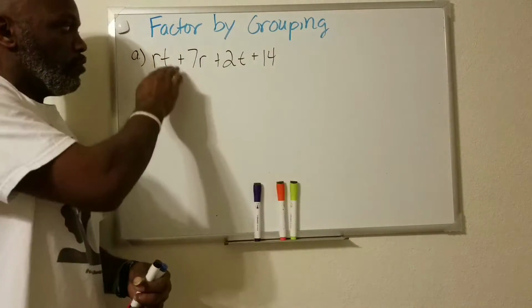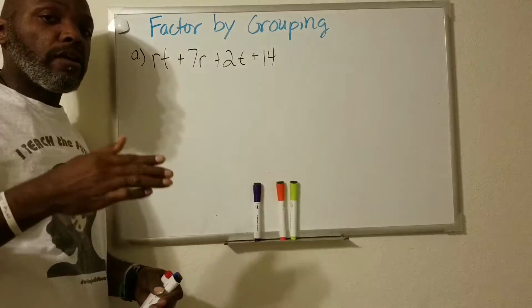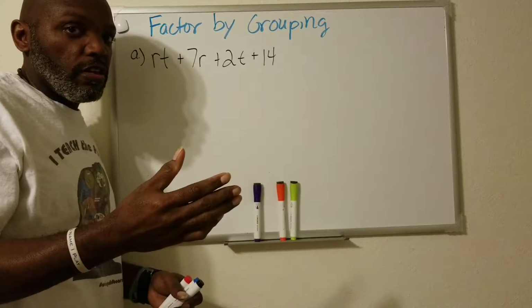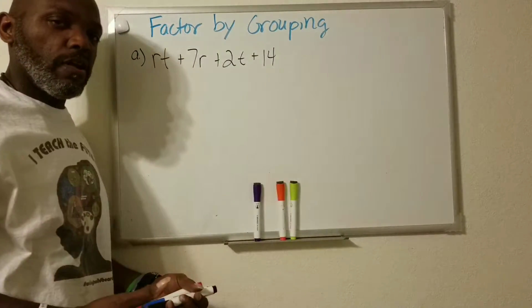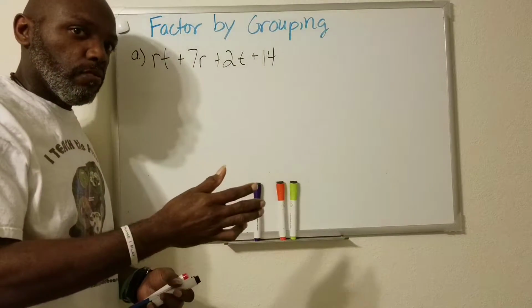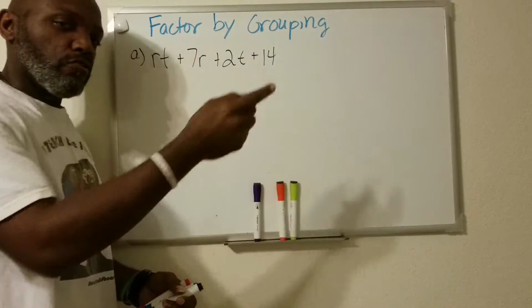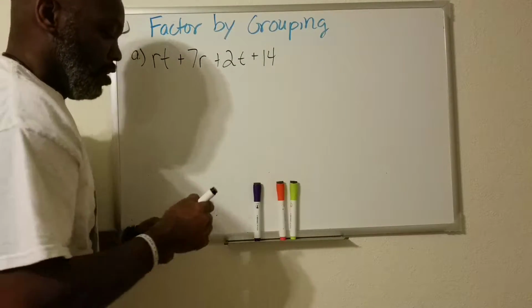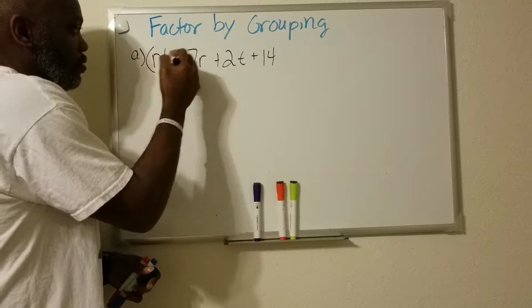Factor by grouping. You see that there are 4 terms. We're going to break them down into groups of what? What do you think? Well, there are 4, so we can probably do 4 divided by 1. No, 4 divided by 2. So we're going to break them down into 2 groups. So here's one group.